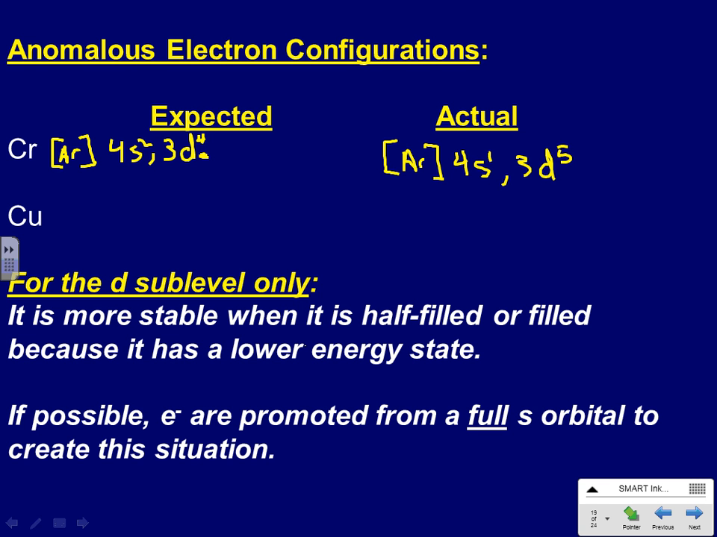Take a look down below chromium to molybdenum. On your periodic table, you should have it. You'll notice that the exact same promotion takes place. We have an electron from the 5s being promoted up to half fill that d. So for molybdenum, it says 4d5. Again, we've got 5 in there, and 5s1. The promotion was beneficial.